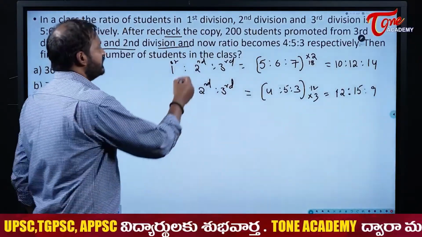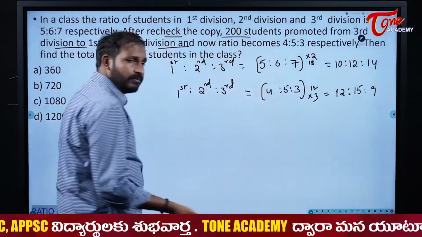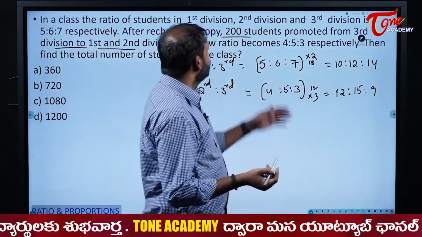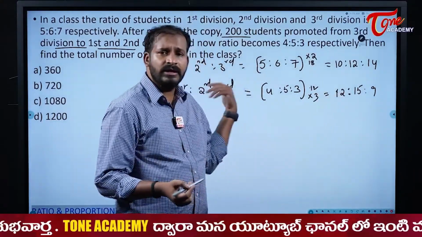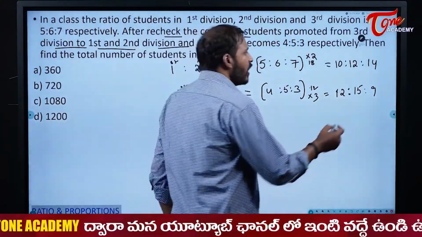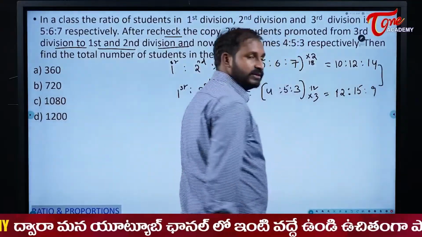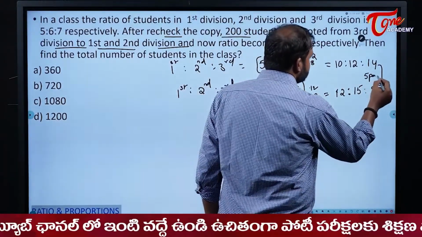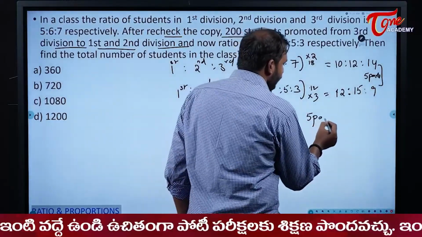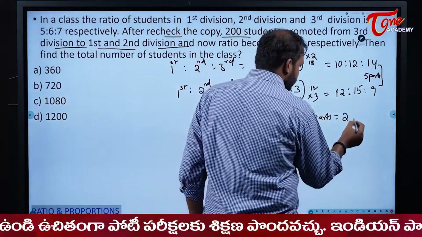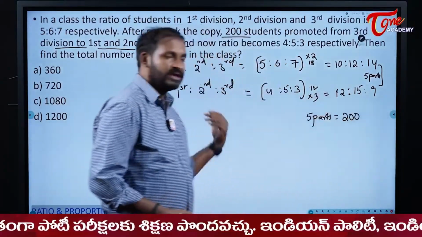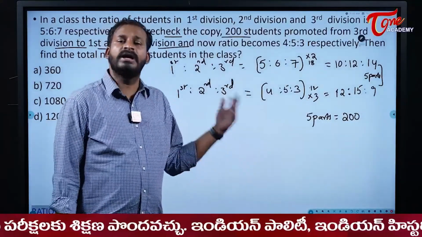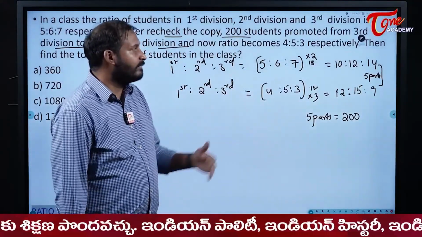Now after the rechecking, 200 students from third division were shifted to the first and second division. So how much is the fall in the parts? 5 parts, right? 5 parts is equal to 200. Why? Because these 200 students shifted to division 2 and division 1. So 5 parts is equal to 200.